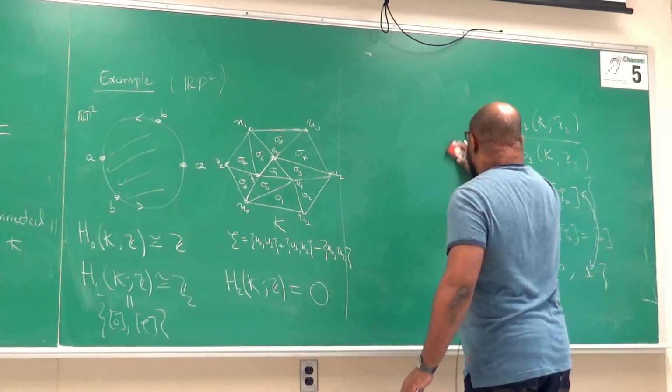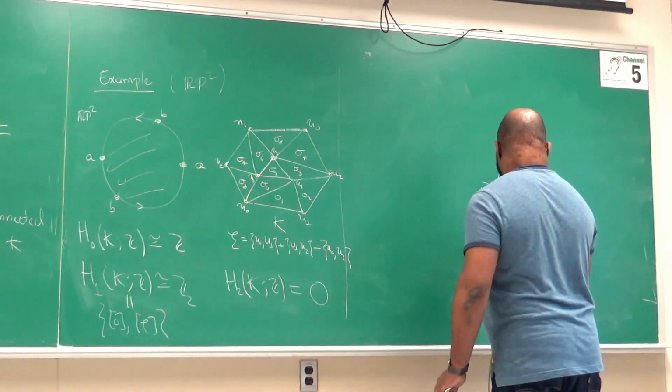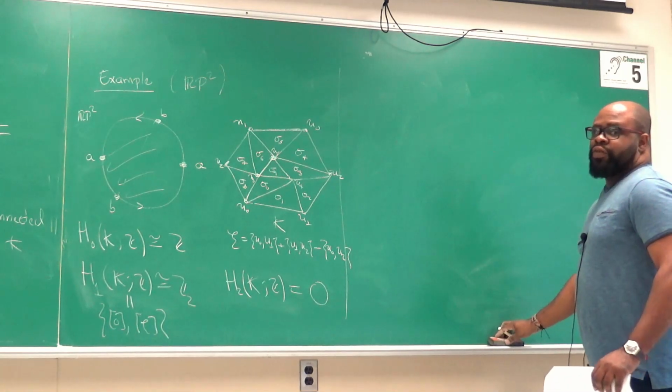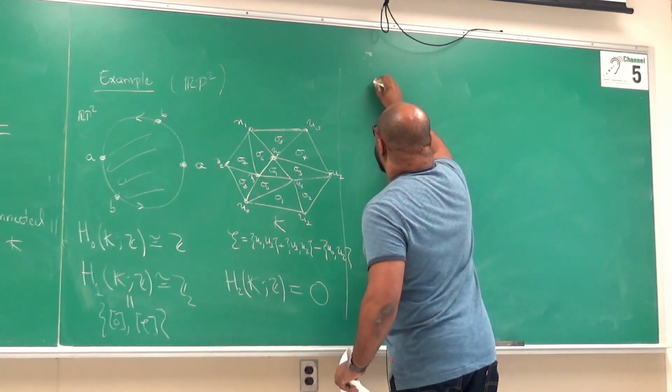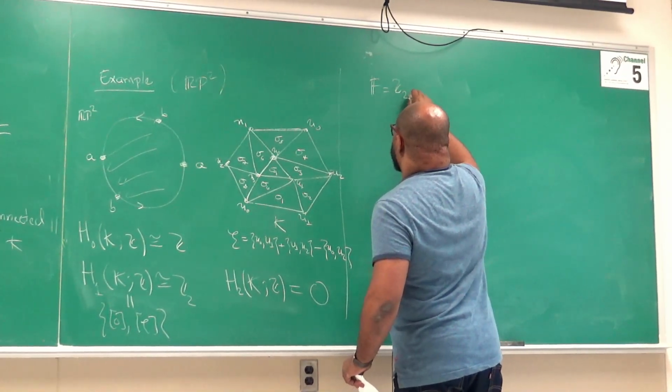Now, what I would like to do is compute the homology of RP2, but now over Z mod 2. So now let's compute when I take coefficients in Z mod 2.